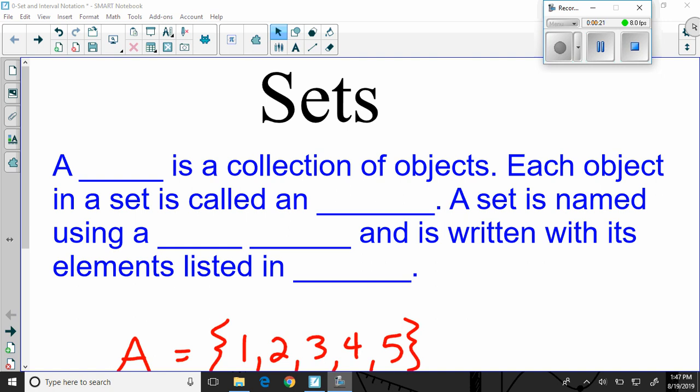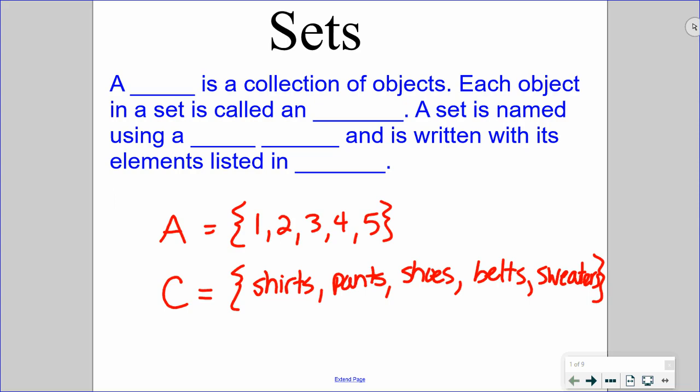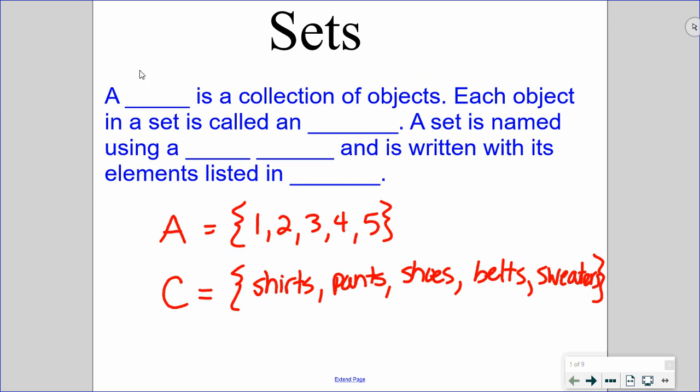So first of all, a set is just a collection of objects. Now, those objects could be numbers or they might not be numbers, but it's just a collection of objects. Each object in a set is called an element. A set is named using a capital letter, and is written with its elements listed in braces, or sometimes I call them curly braces.